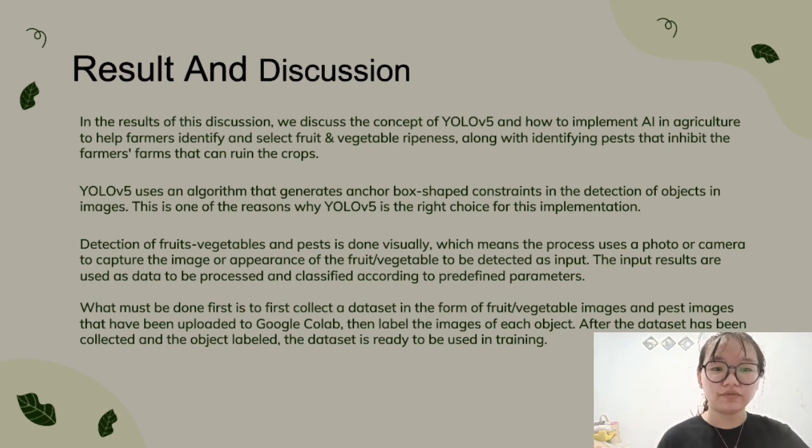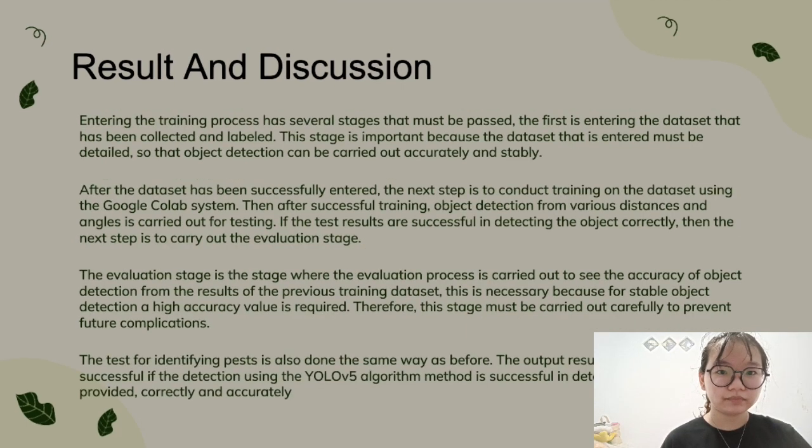What must be done first is to collect a dataset in the form of fruit or vegetable images and pest images that have been uploaded to Google Colab. Then label the images of each object. After the dataset has been collected and the objects labeled, the dataset is ready to be used in training.